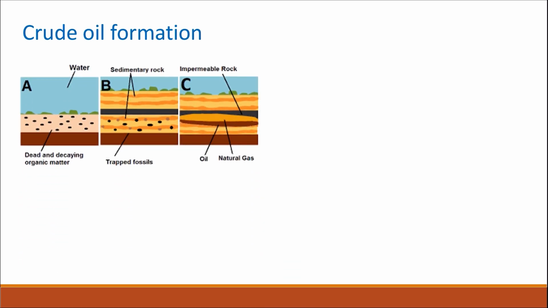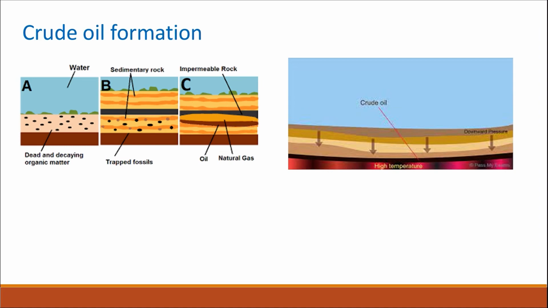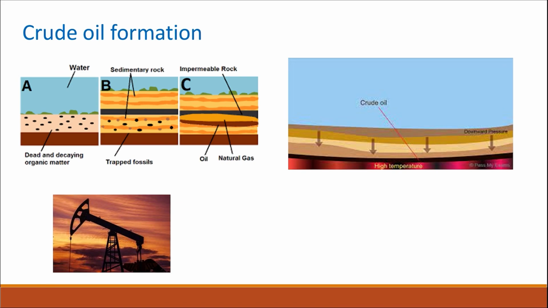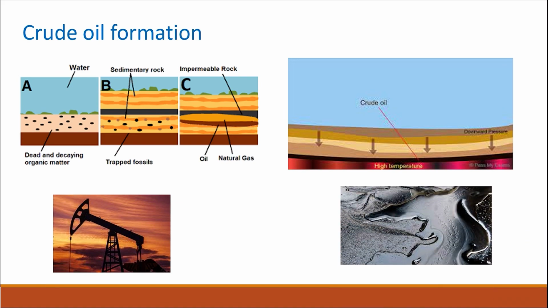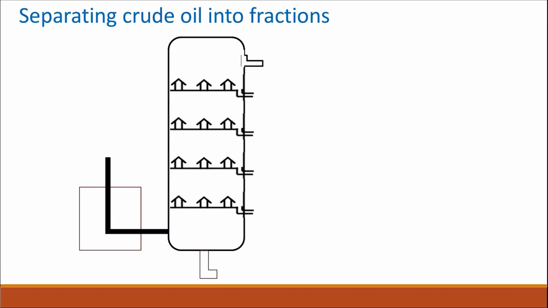Crude oil formation. The source of hydrocarbons is crude oil, and crude oil comes from different living organisms that died a very long time ago, were buried, and were subjected to high temperature and pressure. That leads to the formation of crude oil, which is then extracted from the soil or from under the water.